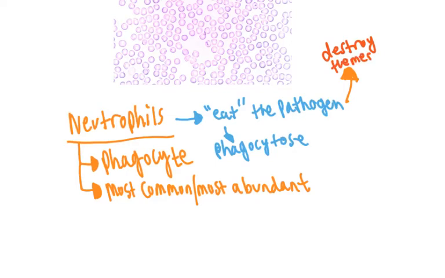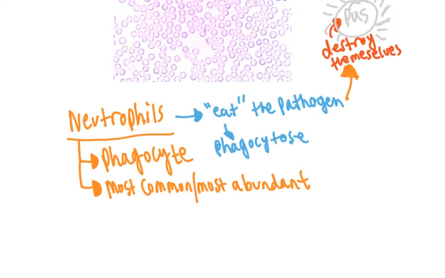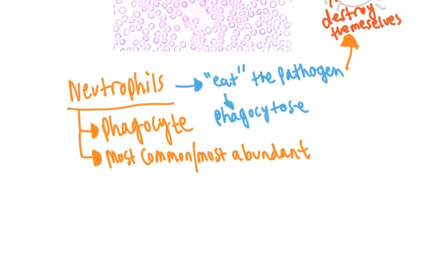And if you've been familiar with this, they leave behind pus. So this results in pus, because they destroy themselves after killing and phagocytosing the pathogen. So that's something that is good to know because we experience it in real life too sometimes. So that's a brief overview of neutrophils.